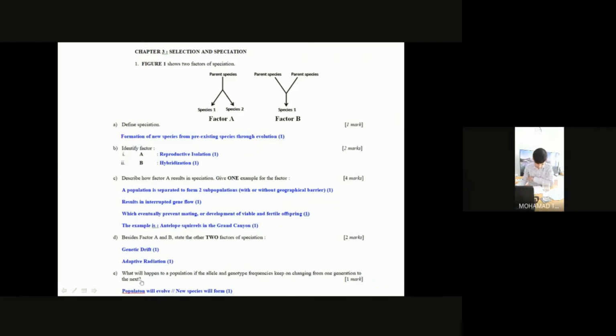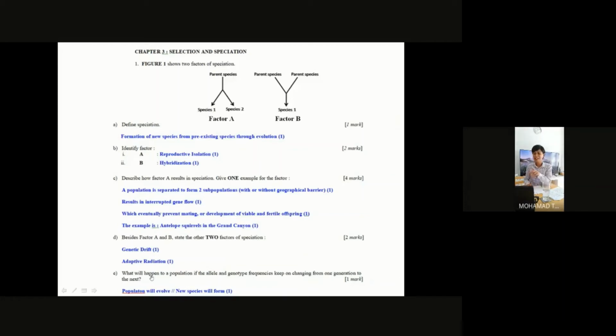And then question F: what will happen to a population if the allele and genotype frequencies keep on changing from one generation to the next? So we know that according to Hardy-Weinberg Equilibrium, a population is in equilibrium, or not evolving, if the population obeys the 5 assumptions. So if the population obeys the 5 assumptions, the allele frequency and genotype frequency remain the same from one generation to the next, and then to the next. That's why the population is not evolving.